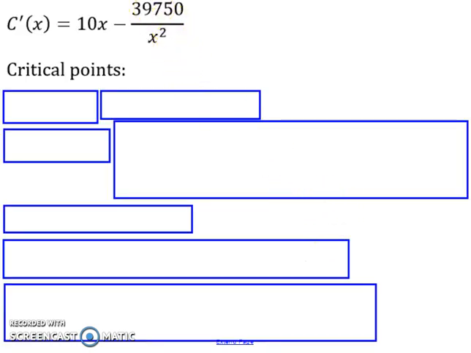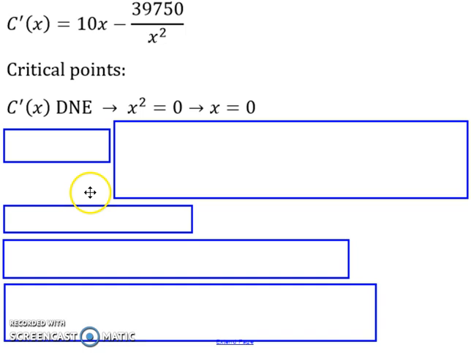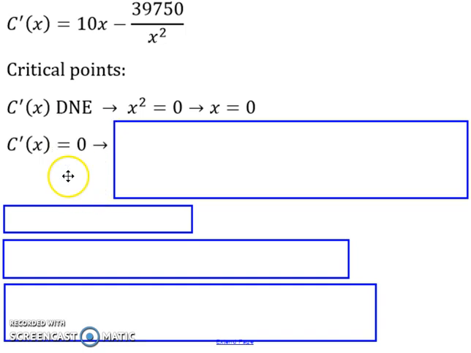Okay, so this is our derivative from earlier. The critical points occur first where it does not exist. And as you can see, the only thing that's going to mess this up is if we divide by 0. So x squared can't be 0, therefore x can't be 0. The other thing we need to consider is what if the derivative equals 0?